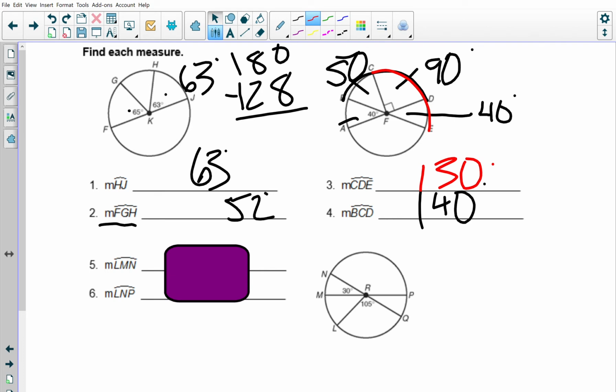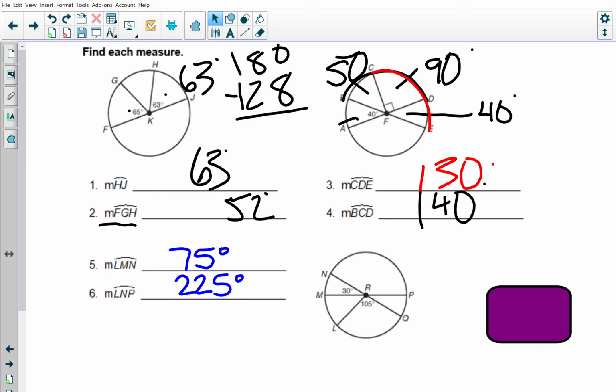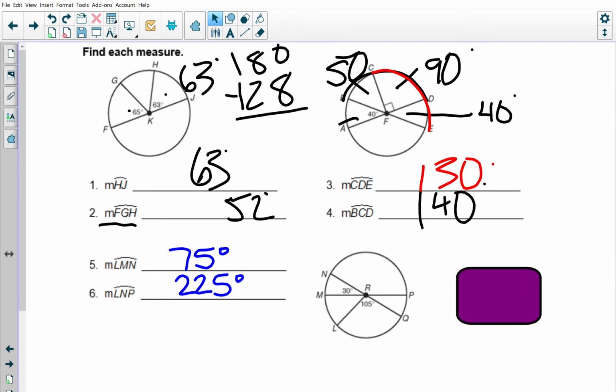Take a moment. You want to push pause and solve these two down here. And I'll move the brick. Okay. Hopefully you're back. If not, you're probably not learning if you haven't already. So moving forward.